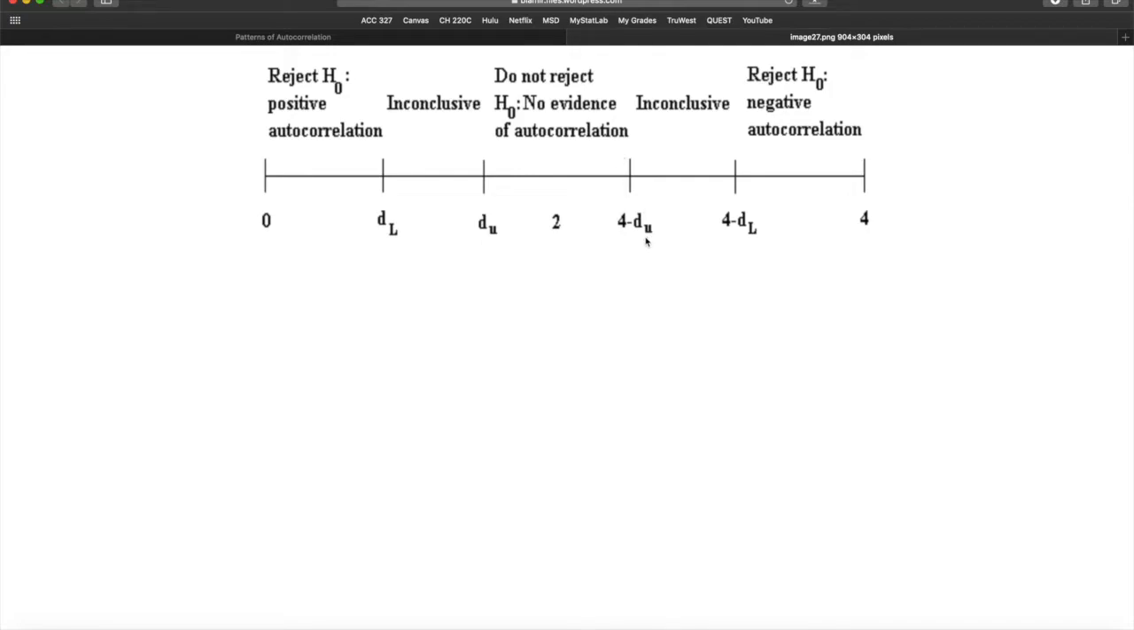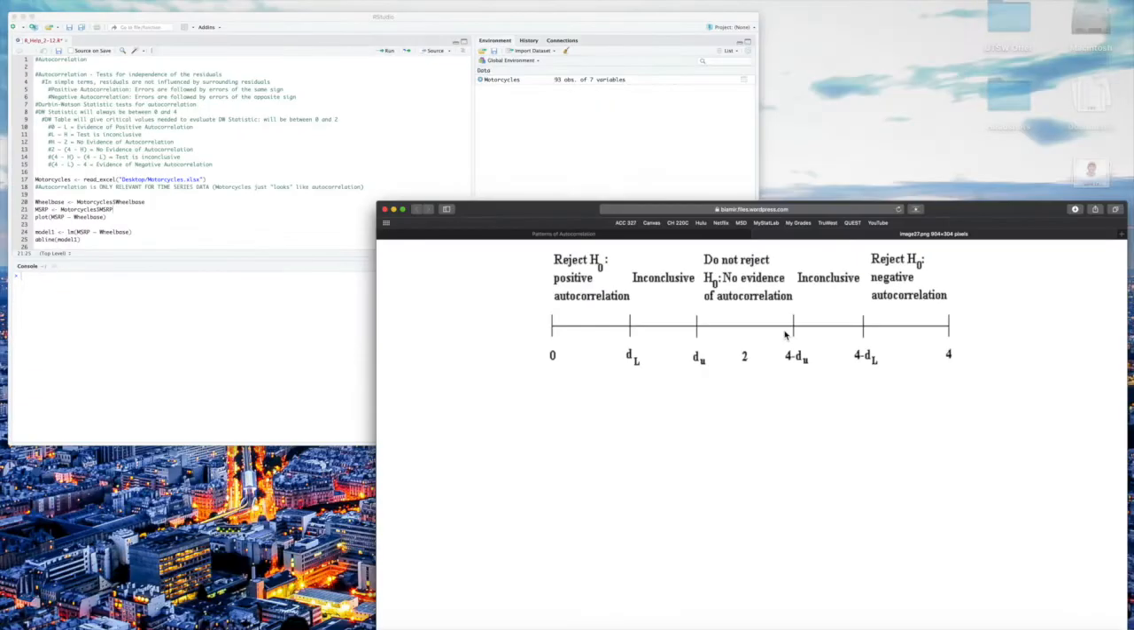If it falls between 4 minus your high critical value and 4 minus your low critical value, then we say that the test is inconclusive. And if it falls between 4 minus the low critical value and the number 4, then we just reject the null hypothesis and say that there is negative autocorrelation present within your data set. So now we're just going to go over some of the R commands that we'll need in order to test for autocorrelation.